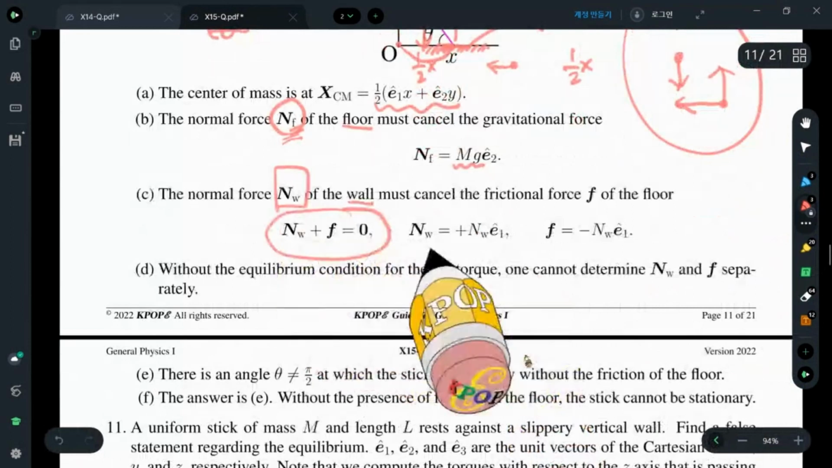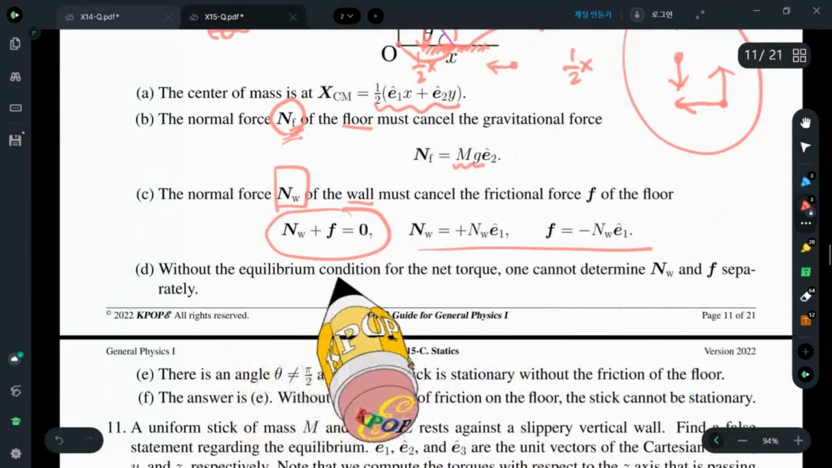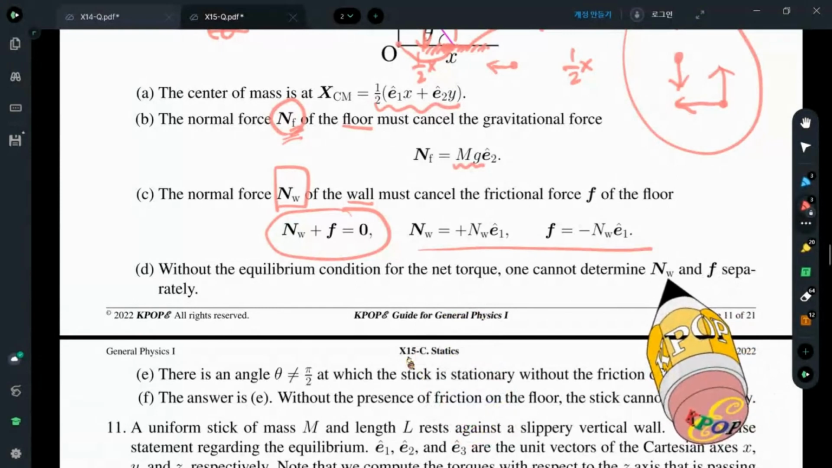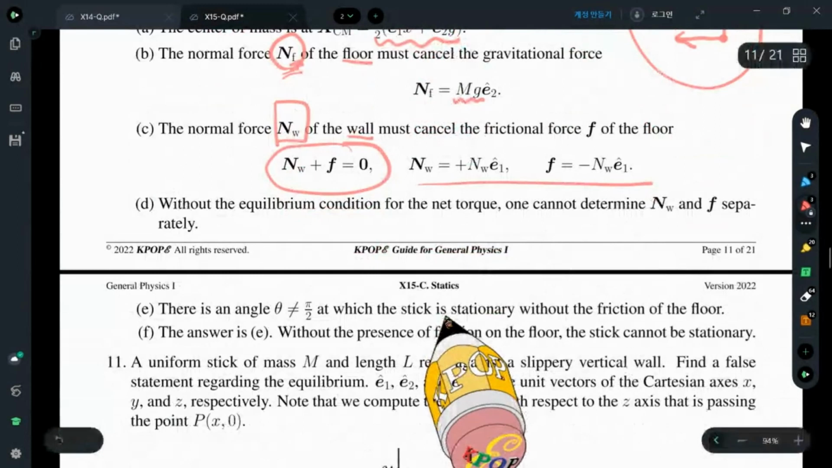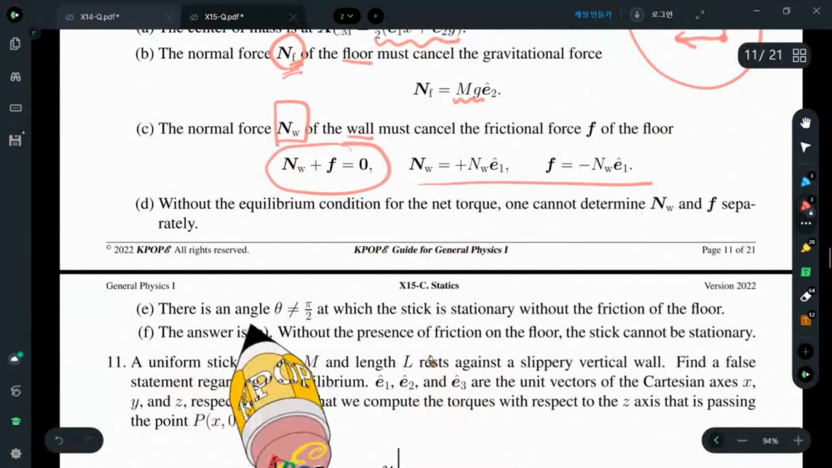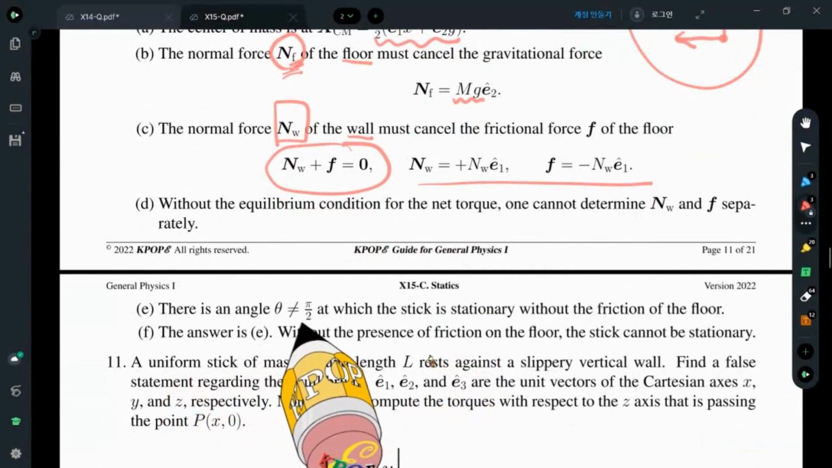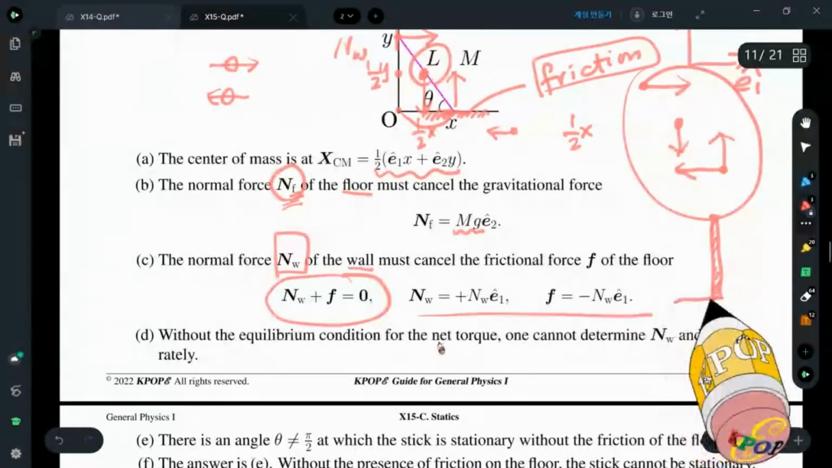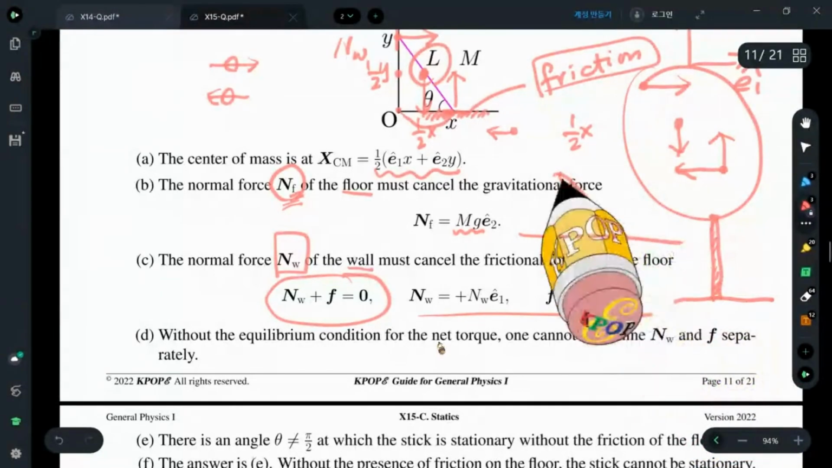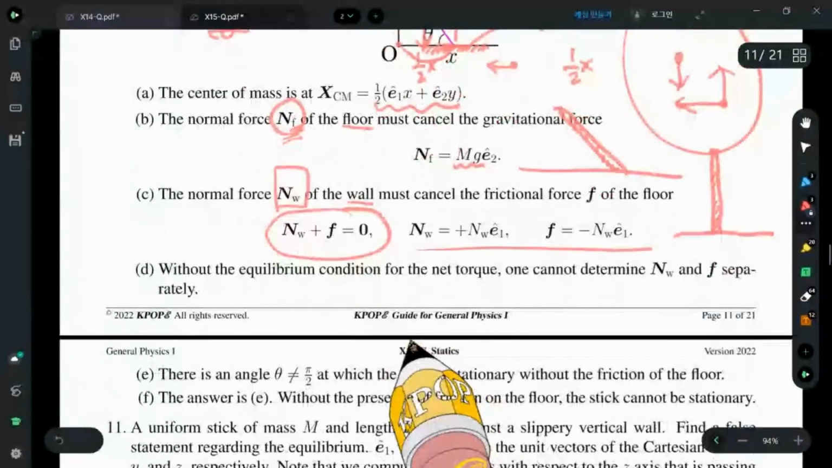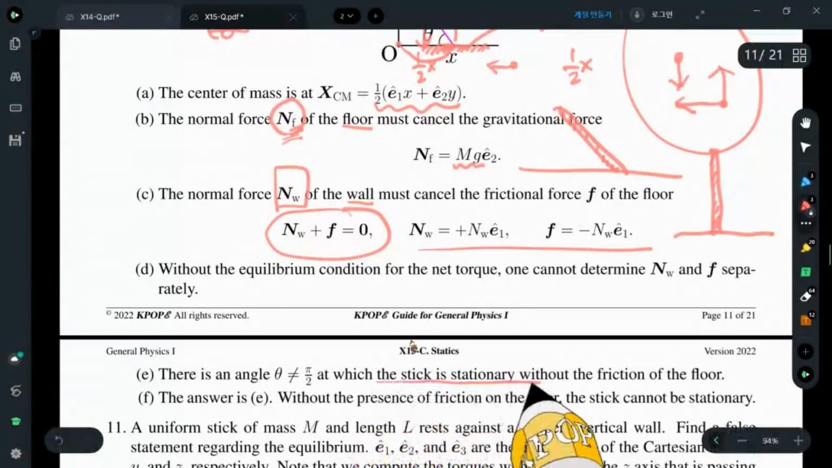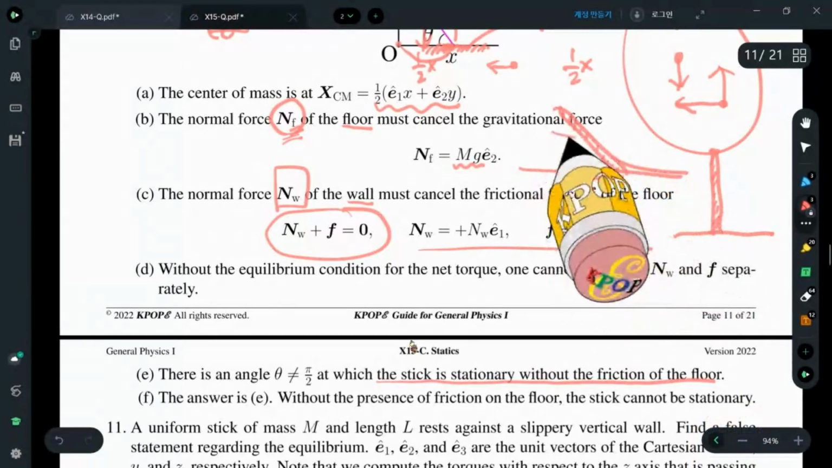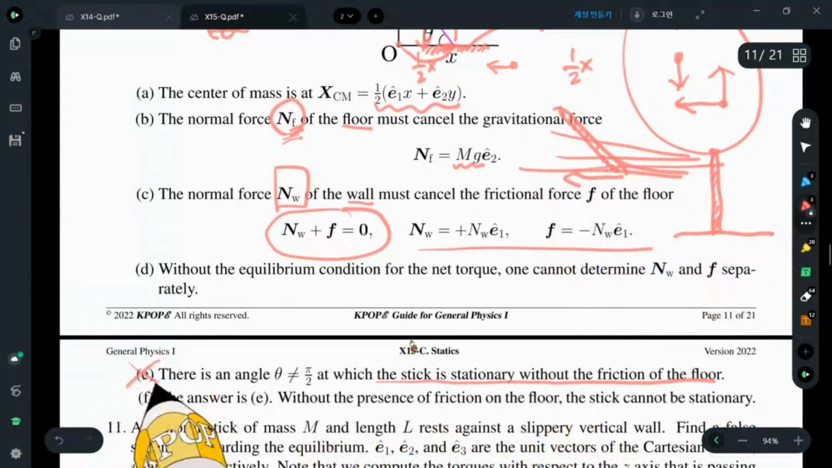Because of the cancellation, we have the constraint. Without the equilibrium condition for the net torque, one cannot determine, right? There is an angle theta not equal to 1/2 of pi. Theta equals 1/2 of pi means it is standing still, an unstable equilibrium state. But as long as in this case, the stick is stationary without the friction of the floor. Without friction of the floor, it will slide. It will slide down. So this one is wrong.